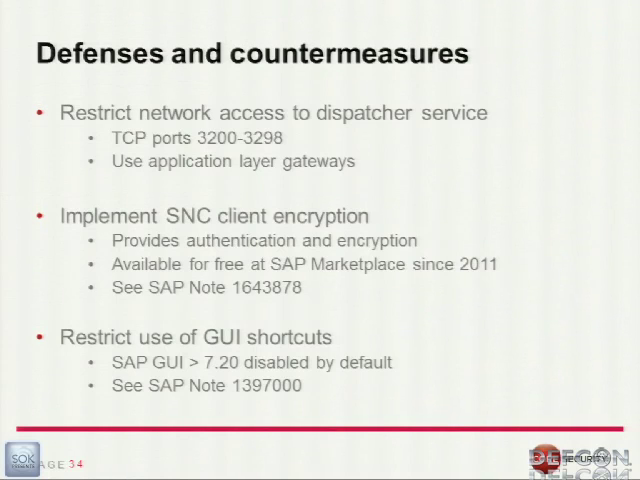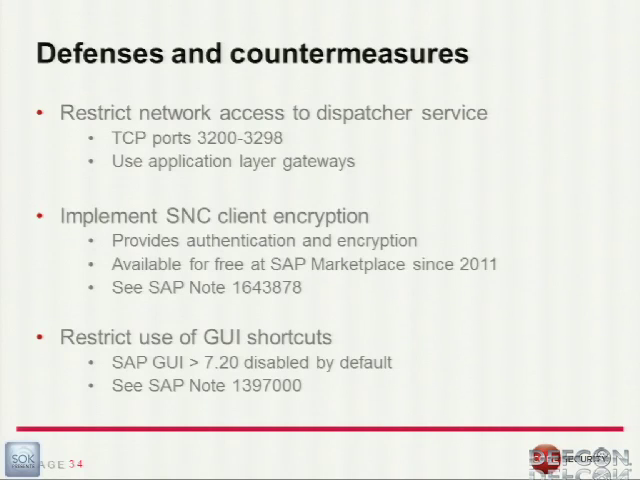So there are some defenses or countermeasures that can be applied to try to limit the attack surface. The first one, and the most obvious one, is to restrict all the network access to the dispatcher service. The dispatcher service runs on ports 3200 and 3299 or 98. You can use application level gateways such as the SAP router application level gateway to perform this kind of segmentation.